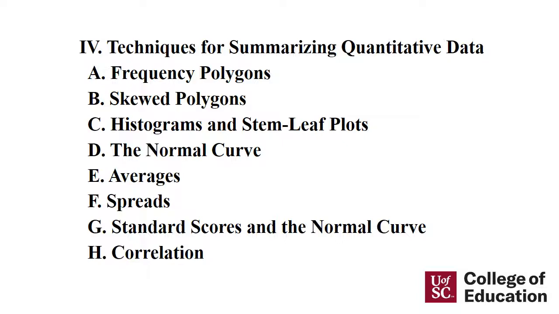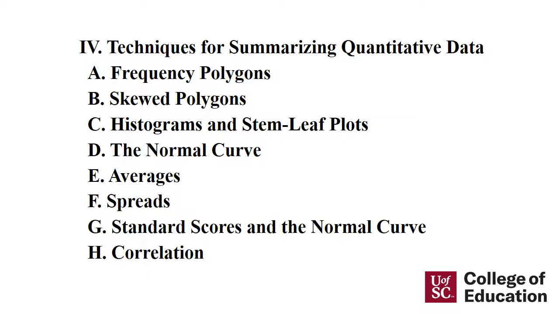C. Histograms and stem leaf plots. A histogram is a bar graph used to display quantitative data at the interval or ratio level of measurement. A stem leaf plot is similar to a histogram, except it lists specific values instead of bars.